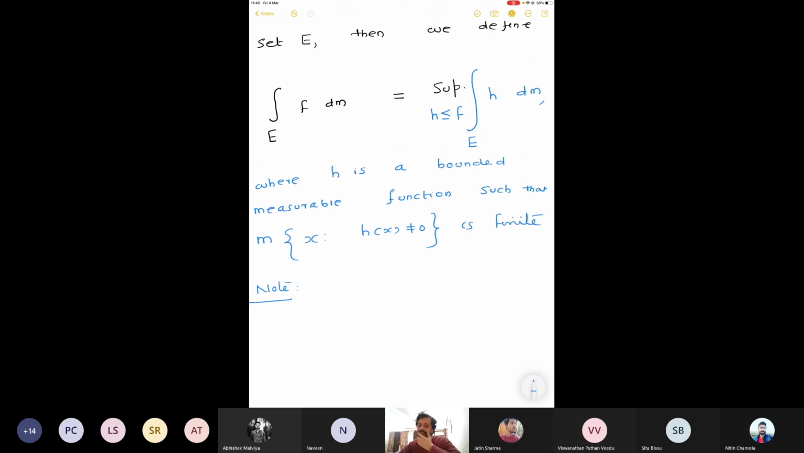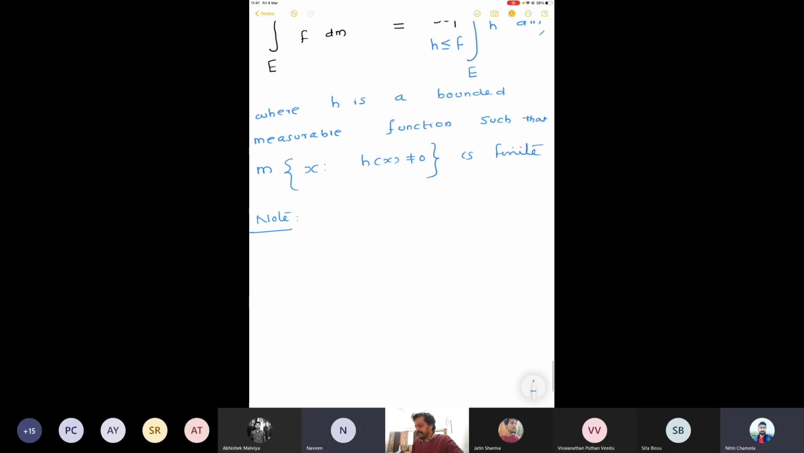LHS is just a simple function, and RHS gives you its definition. Do you see that this definition may give the value infinity as well? You are taking a supremum. That supremum could be infinite.